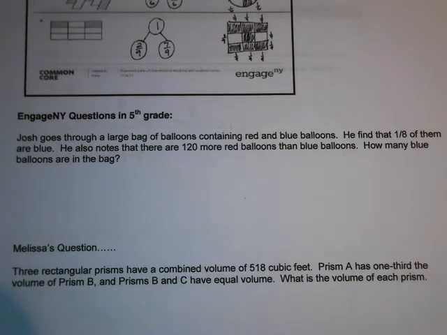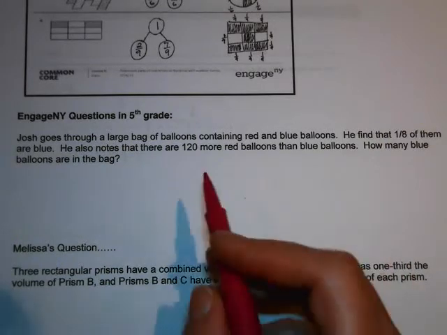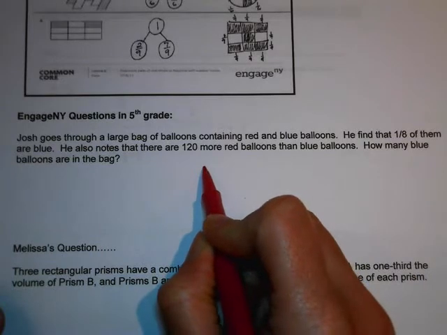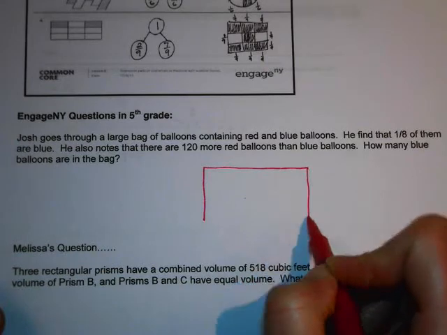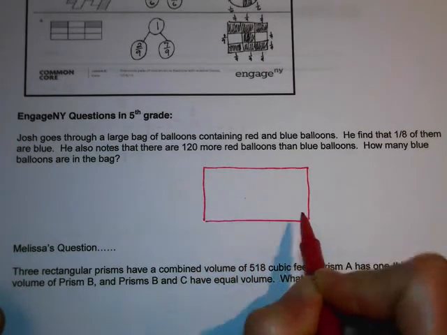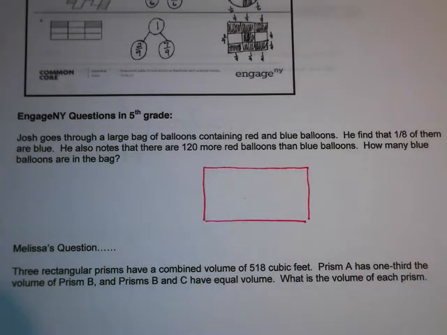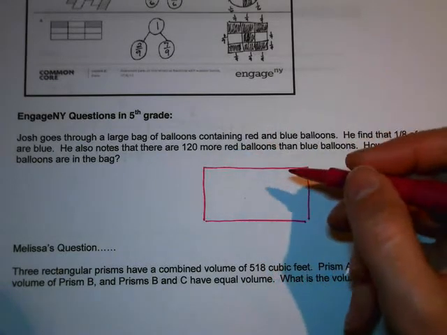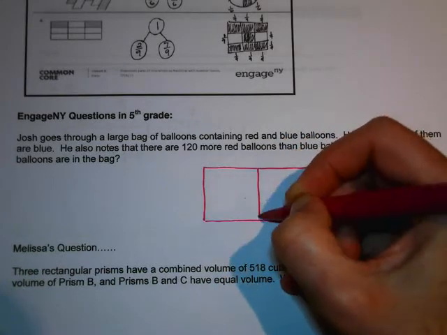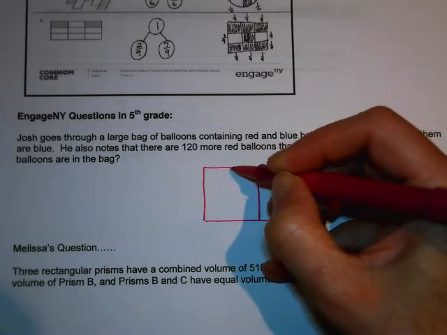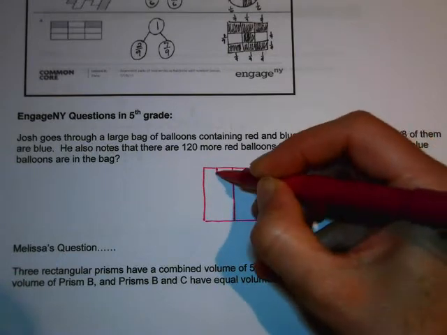I'm just going to draw it as a rectangle because Engage New York loves their tape diagrams. All right, so this is going to be my bag of balloons. Some are red and some are blue. And he finds that 1/8 of them are blue. So if you call this 1/8, everything gets divided up into eighths, right? That's an Engage New York thing. If one thing gets split up, the whole thing gets split up. So we're going to divide this whole thing into eighths.